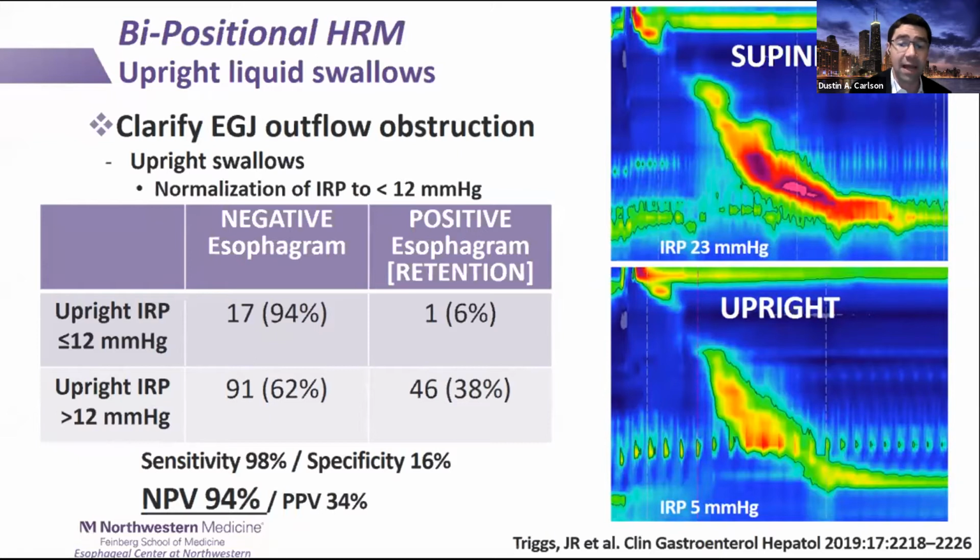We did a study looking at applying this bipositional manometry in patients that were classified as EGJ outflow obstruction with supine swallows only. What we demonstrated was that when the IRP normalized in the upright position, this was almost exclusively associated with having a negative esophagram with normal esophageal emptying. Thus this carried a very high negative predictive value and was very useful to help rule out a relevant EGJ outflow obstruction. However, this normalization of the IRP only occurred in about a sixth of these patients. So this was a very useful rule out test, but remained pretty insufficient to actually rule in EGJ outflow obstruction as a clinically relevant abnormality.